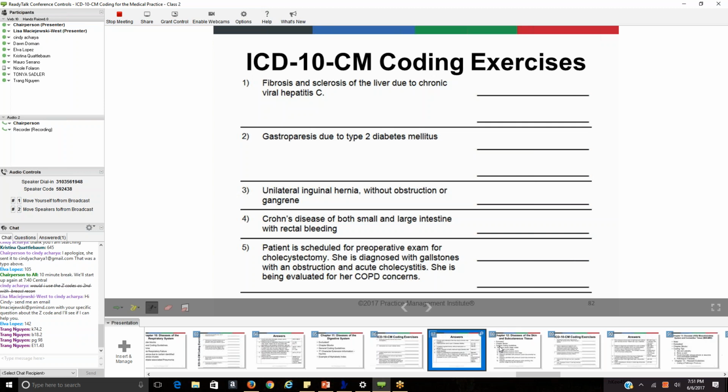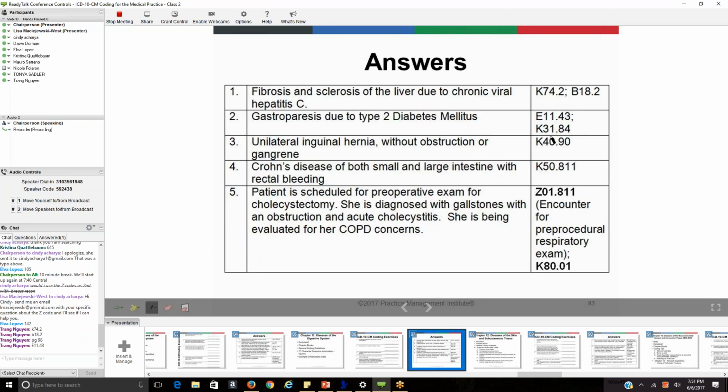So your answer would look like this. E11.43 followed by K31.84. You can go ahead and write down the answers to the other questions.